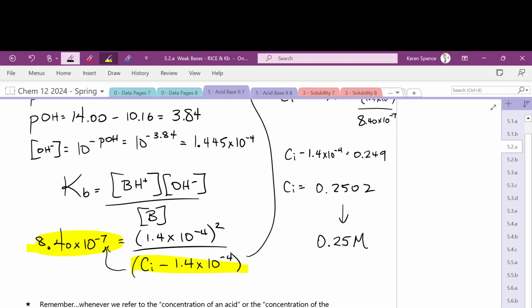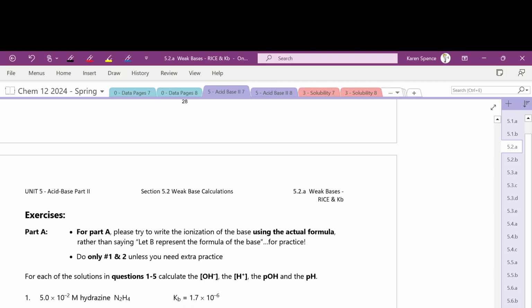Remember, when we refer to the concentration of an acid or the concentration of the base, it is always the initial concentration that we want. If I ask you for the concentration of the base, I want the initial concentration. If I ask you for the concentration of an acid, I want the initial concentration. Sometimes they'll be the same once we've rounded, but sometimes they won't. And that's it for that.